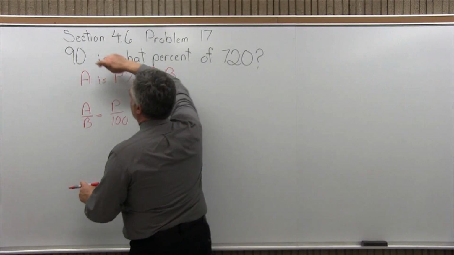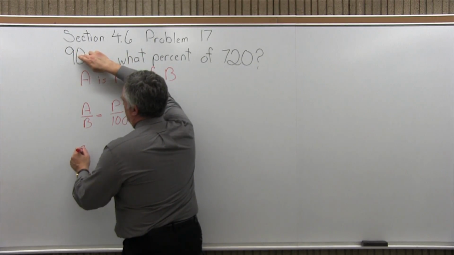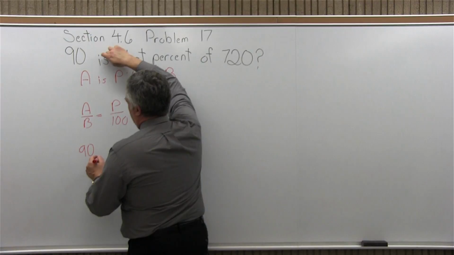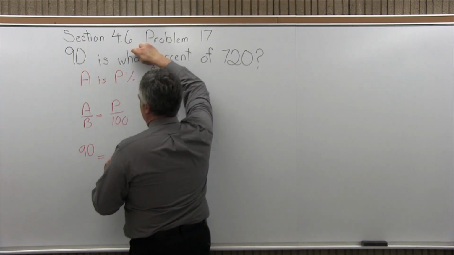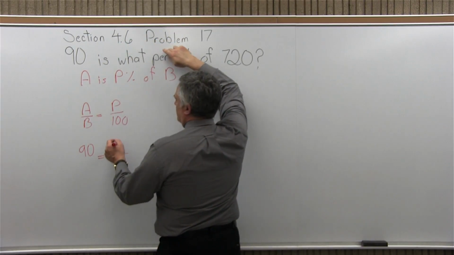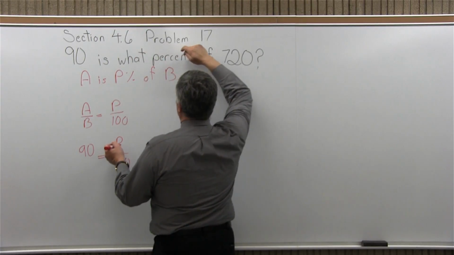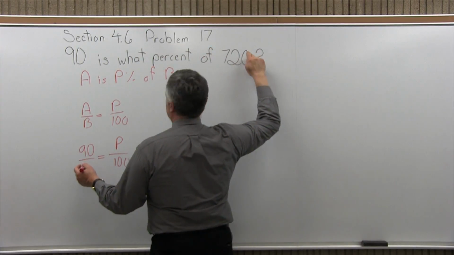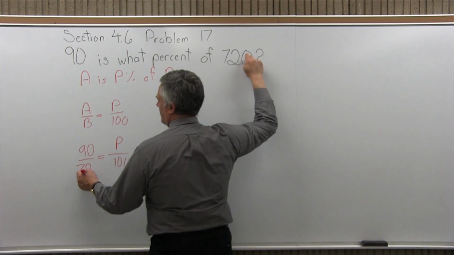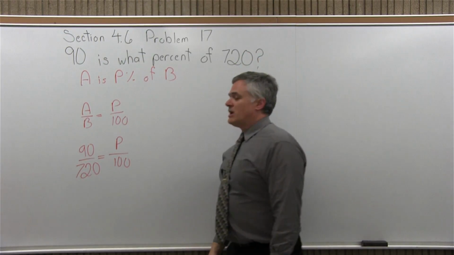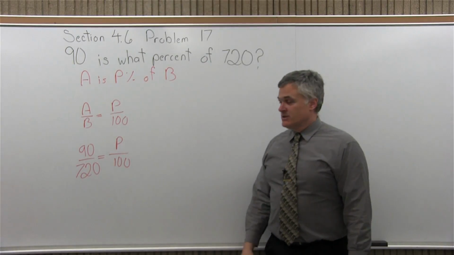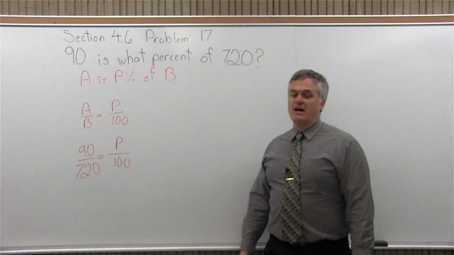So A is 90, is, here equals, what percent? That's the unknown, P over 100. Percent is 100. The what is really the P, the unknown, of 720. So now we have an equation with one unknown. We can solve it when we cross multiply and divide.